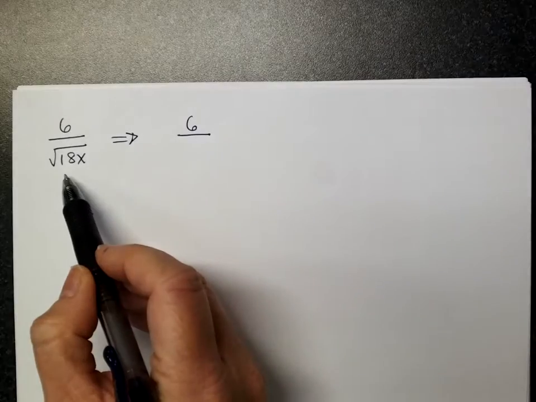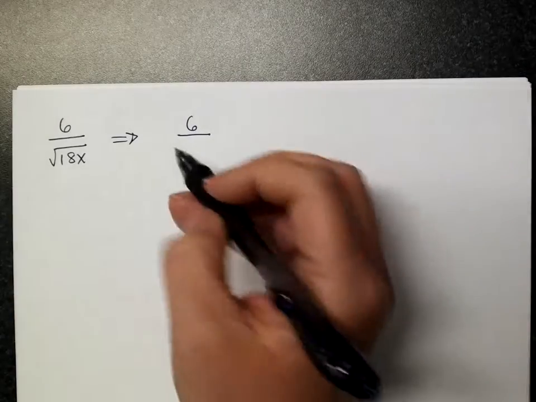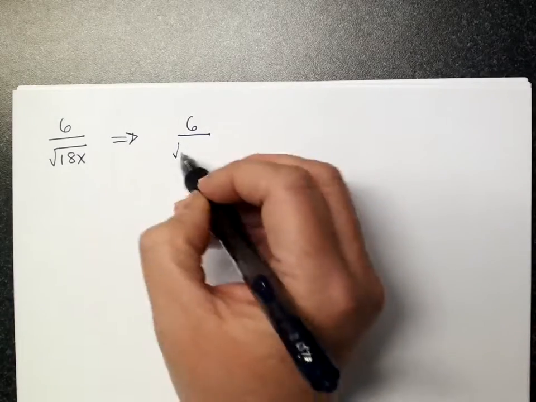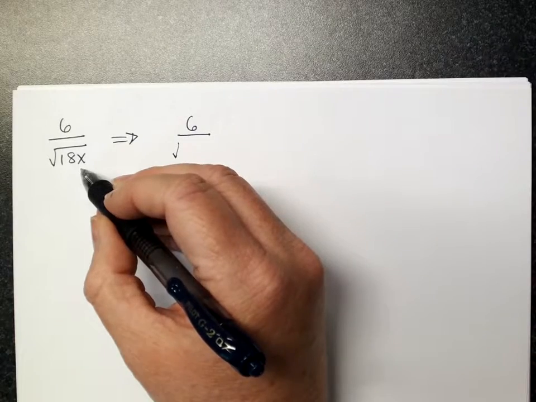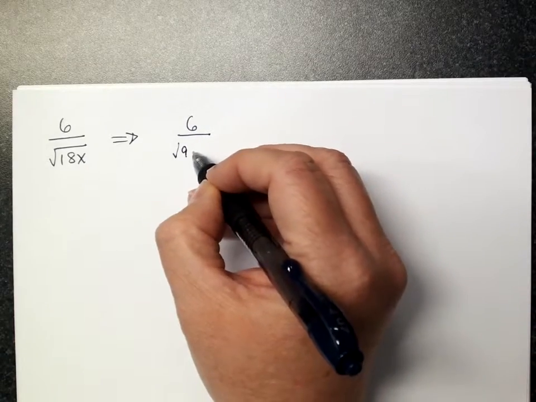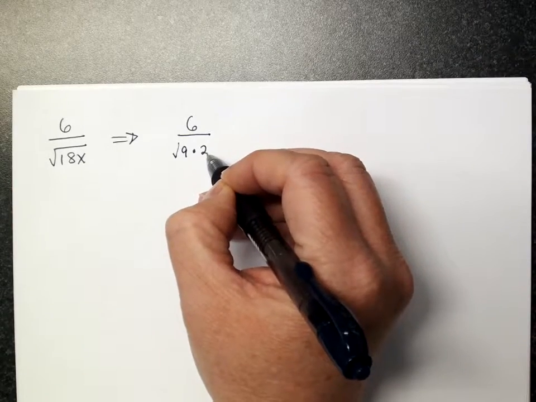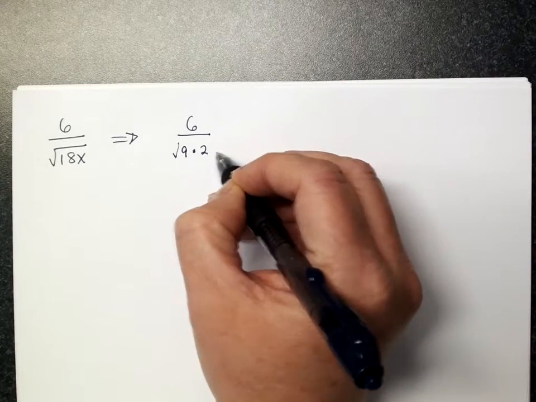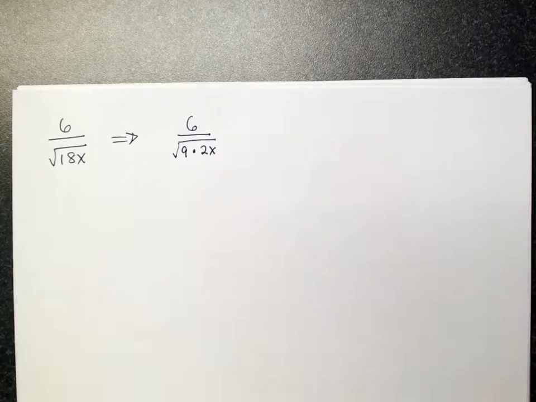Now, 18 is not a perfect square. Does it contain a perfect square factor? And x, perfect square or not? No. So there's going to be some leftover bits. 9 times 2, 2 is the leftover bit. 9 is the perfect square, 2 is the leftover bit, and x is also a leftover bit.